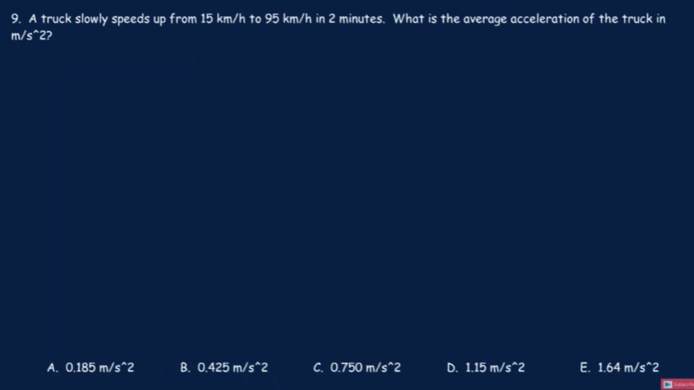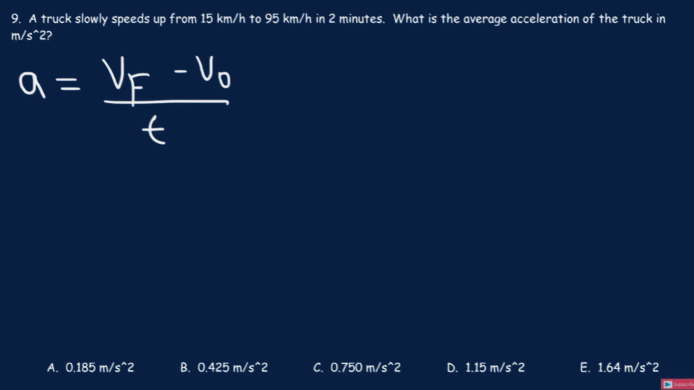Acceleration. Number 9. A truck slowly speeds up from 15 kilometers per hour to 95 kilometers per hour in 2 minutes. What is the average acceleration of the truck in meters per second squared? Acceleration is the change in the velocity divided by the time it takes to go from v initial to v final, or the change in time.